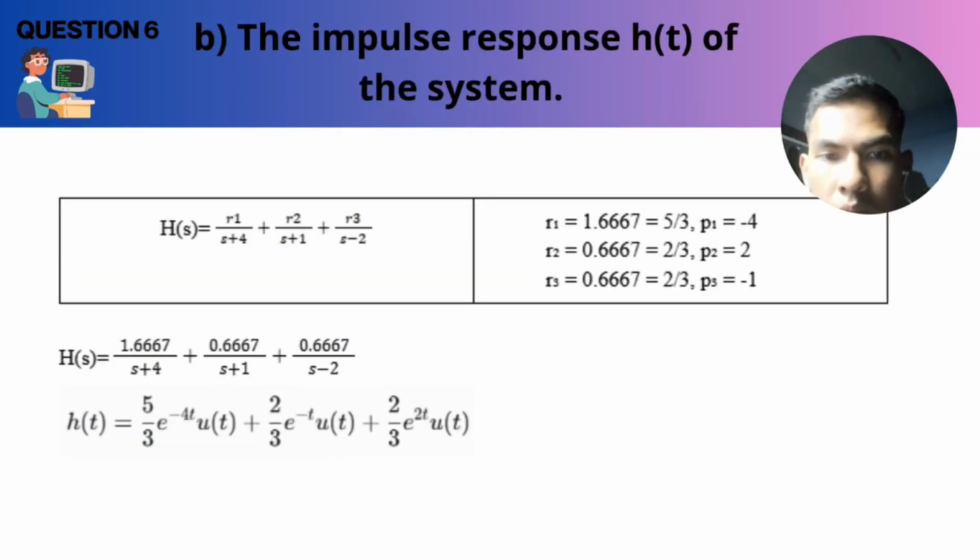For part B, using the residue result, we derive the impulse response h(t). The partial fraction expression gives us H(s) as the sum of three terms: 1.667 over s plus 4, 0.667 over s plus 1, and 0.667 over s minus 2.